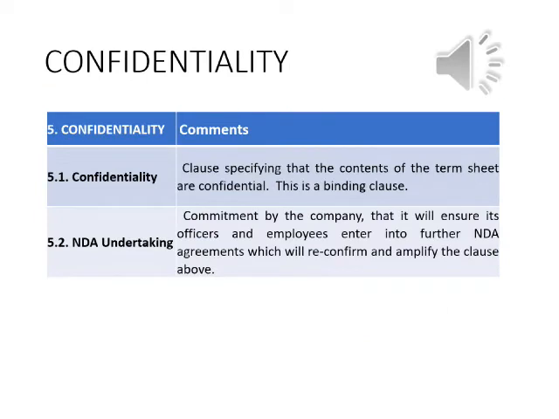Section 5. Confidentiality. 5.1. Confidentiality. Clause specifying that the contents of the term sheet are confidential. This is a binding clause. 5.2. NDA undertaking. Commitment by the company that it will ensure its officers and employees enter into further NDA agreements which will reconfirm and amplify the clause above.